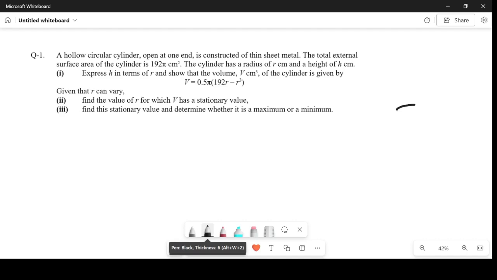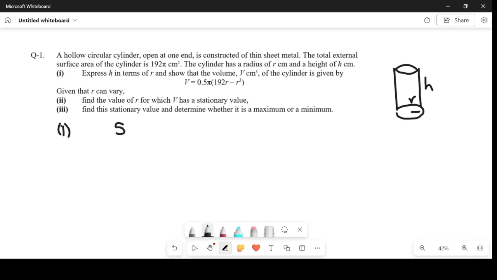Okay, so we have a cylinder open from the top. Height is h and radius is r, and we're given the surface area of this cylinder, which is 192 pi. You must know the formula for the surface area of the cylinder. It will not be given in the formula sheet.